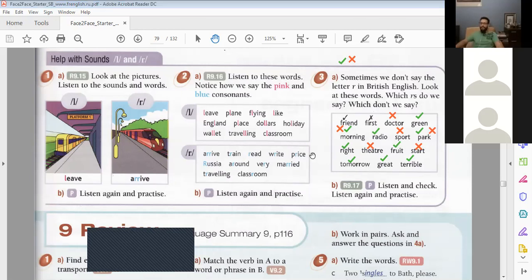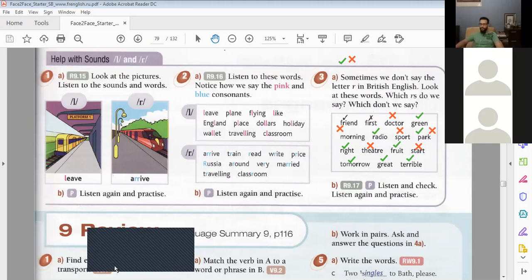Radio. Yes. Then morning, do we say the letter R or we don't? We don't. Yes, because she said morning. Radio, we say it. Sport. Do we say it? Is it correct? Yeah, we don't say it in sport. Next word. Park. What do you think, Manal? Do we say it or we don't? I didn't hear it well. Okay.